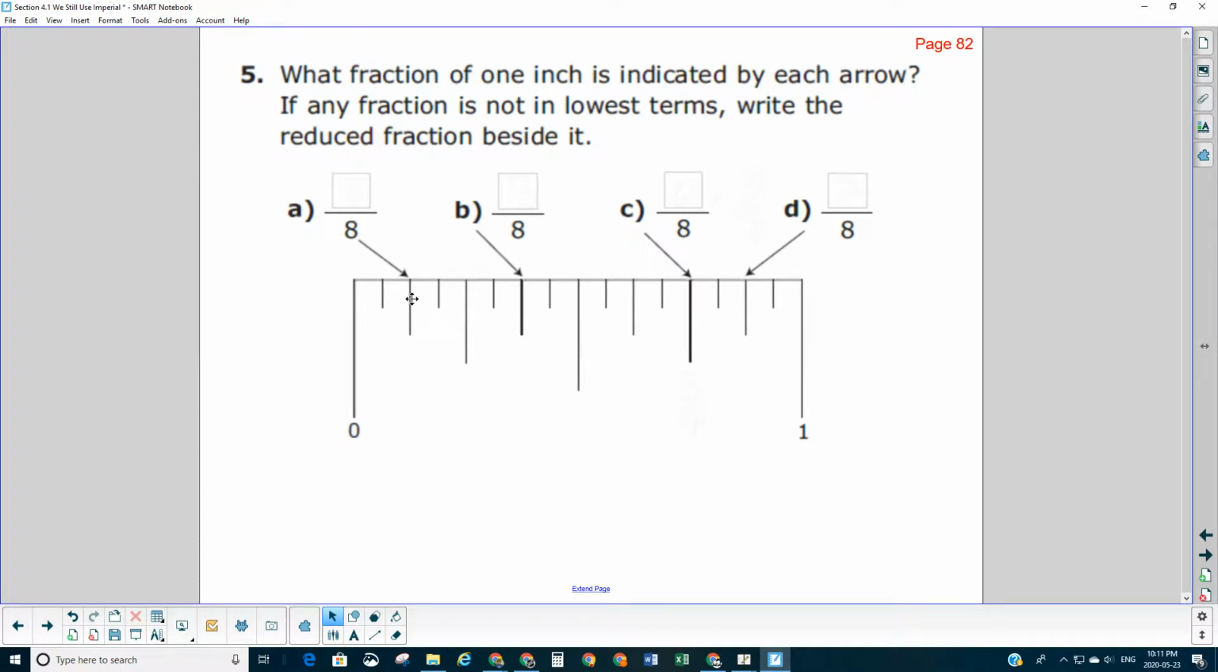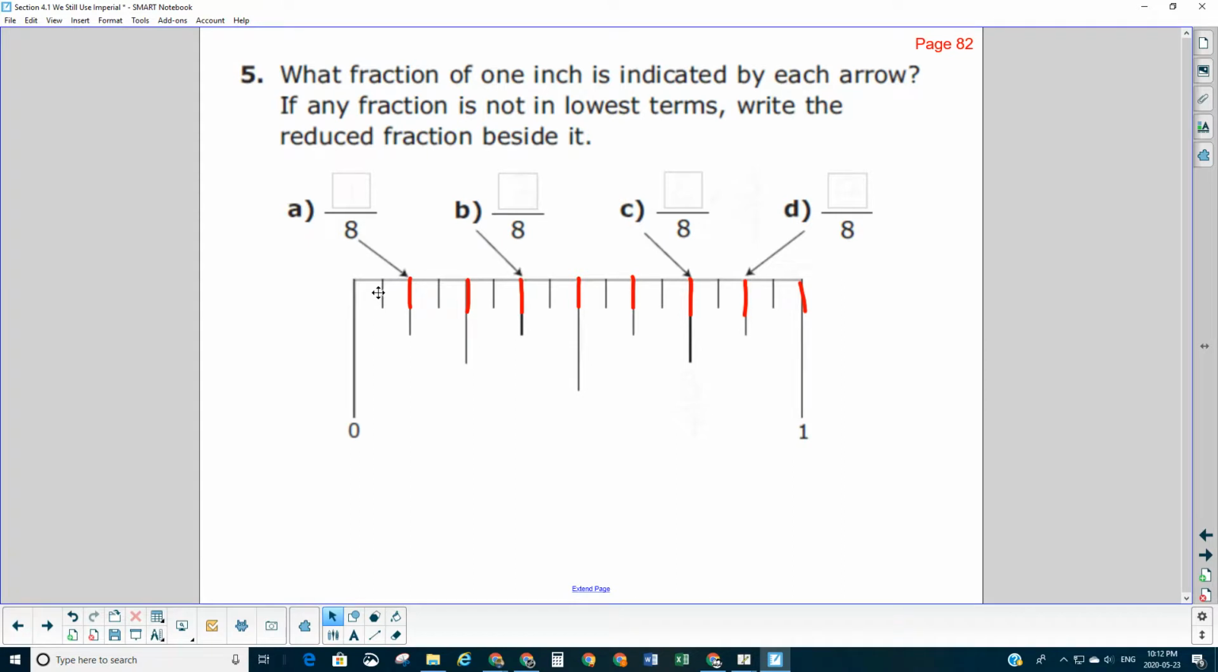So let's watch and count. Here is 1/8. Now I'm going to skip the 16th, so this is 1/8. Skip that. 2/8, 3/8, 4, 5, 6, 7, 8. So you can see that this inch here can be broken into 8 chunks.